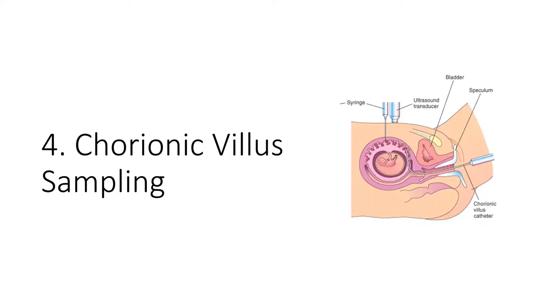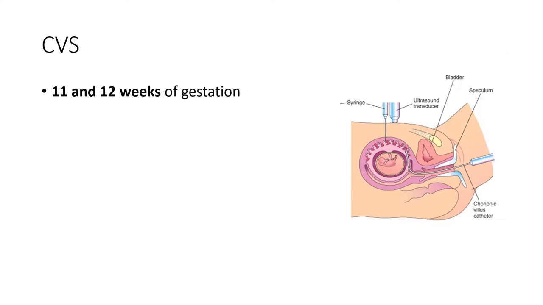The next is chorionic villous sampling. Chorionic villous sampling, you do at 11 to 12 weeks of gestation. What you do is sampling of trophoblastic tissue. You know what trophoblast is? Okay, the trophoblast is part of the chorion tissue. And so you basically sample it.